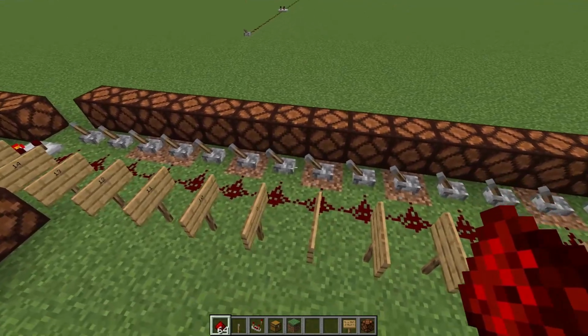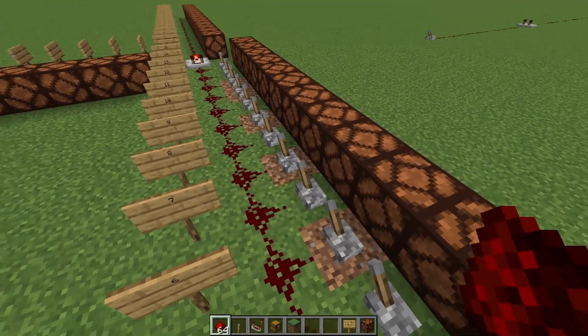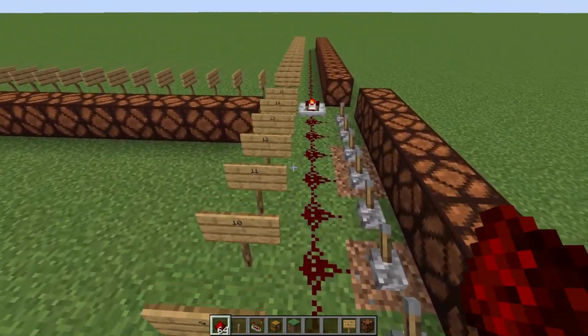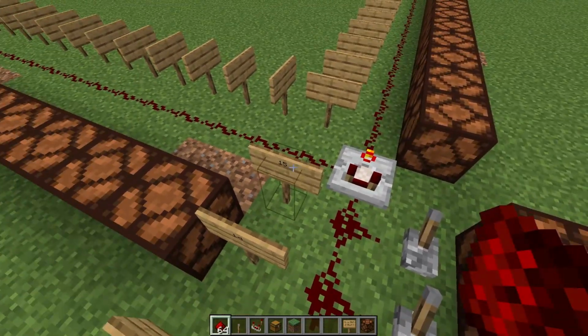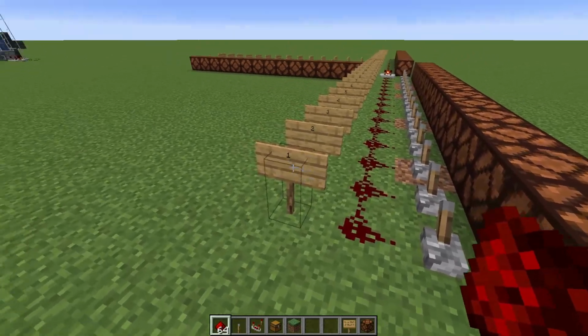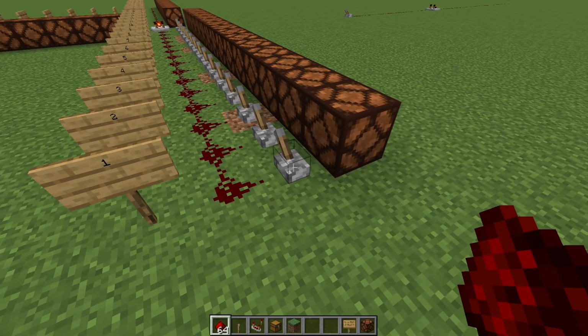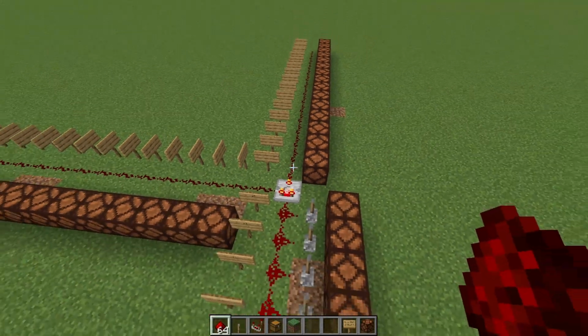So if we take a look at the actual things here, I've got signs over here by these levers corresponding with their signal strength. So the one up close to the actual comparator is going to be 15, and all the way back away from it is going to be 1, which is going to be the weakest signal. You can see here, if I turn on this, you will only get a signal strength of 1 putting out back there.